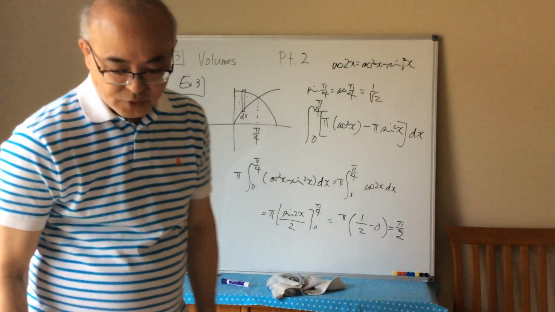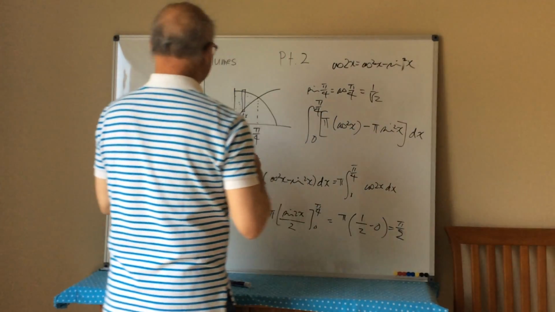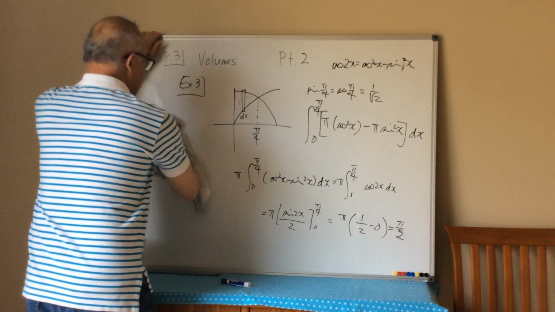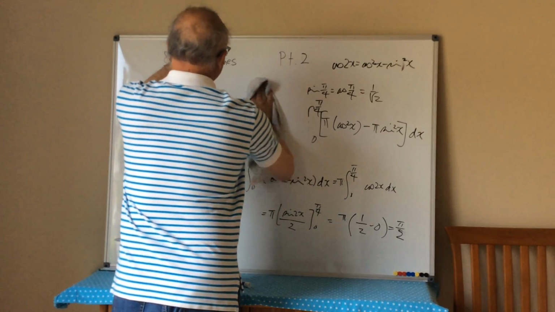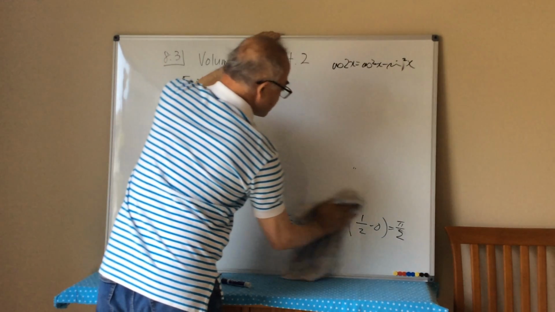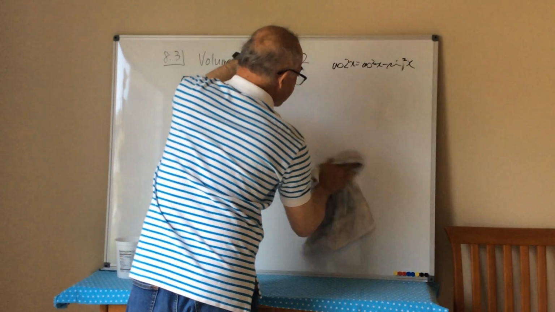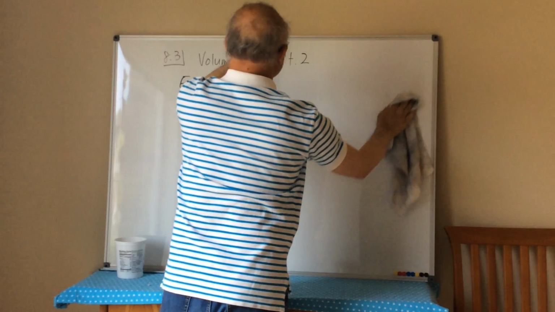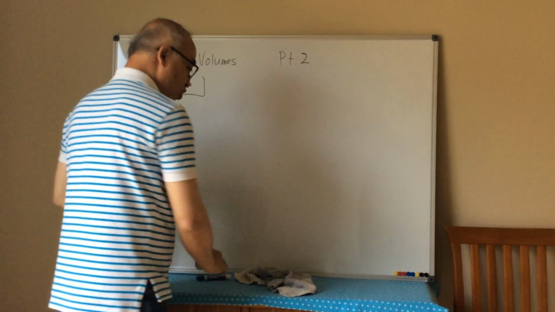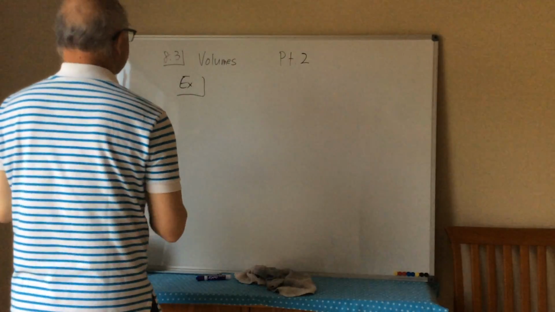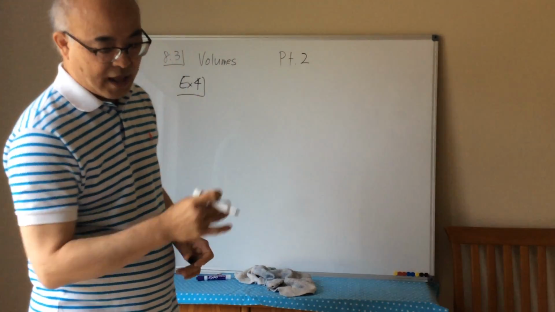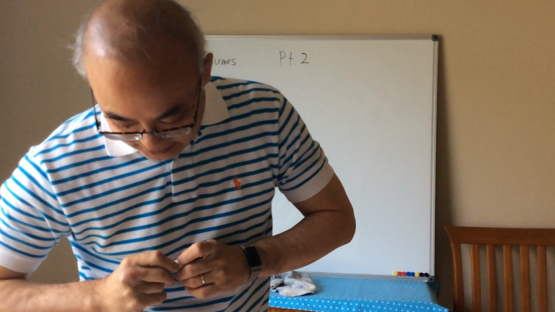Okay, now let's go ahead and do example number 4. Example number 4 is going to give us another new dimension. All of our revolving volumes so far have been around the x-axis. But just as you can revolve over the x-axis, you can actually revolve things around the y-axis, a vertical axis versus a horizontal axis, okay?